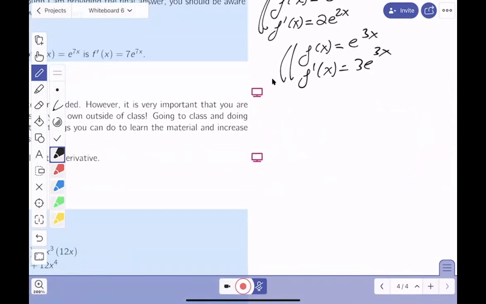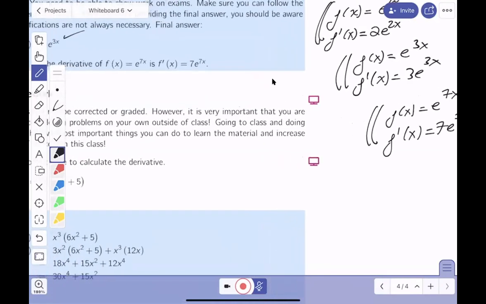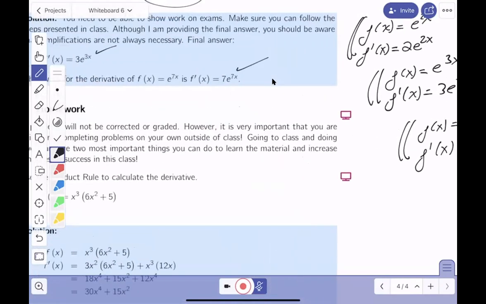So they're not asking you to do it. They're asking you to make a guess at it. So if f of x was e to the 7x, my guess over here, that's a good guess, by the way, would be 7e to the 7x. And that's a good guess. And that's what their guess is as well. They're asking you to make a guess, not to do it. And that's a good guess. All right, so I'm going to say we're done with that section over there.